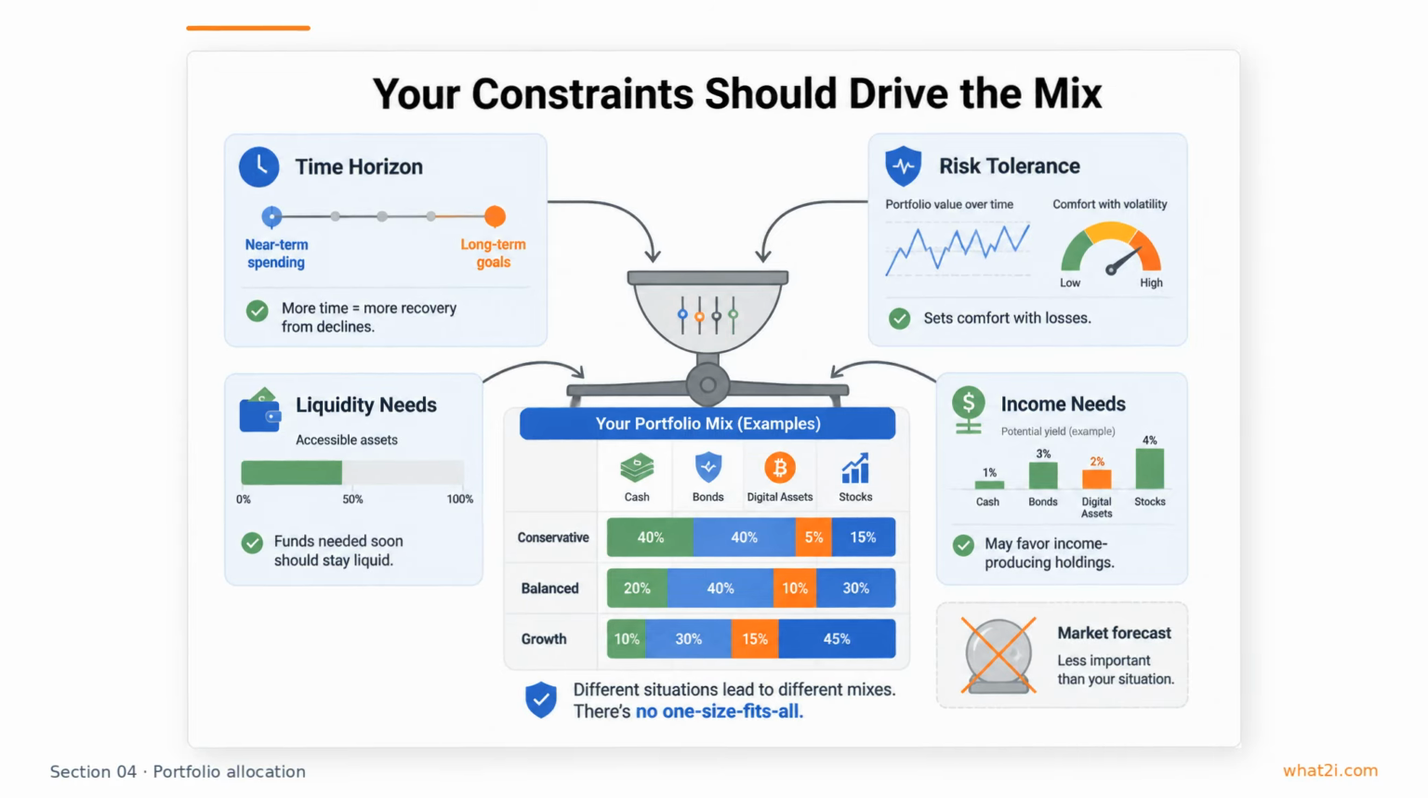Liquidity needs matter because money needed soon should generally not be exposed to large swings. Income needs matter as well, since some investors depend on steady cash flow from the portfolio. In other words, your circumstances should shape the mix more than your latest market opinion.